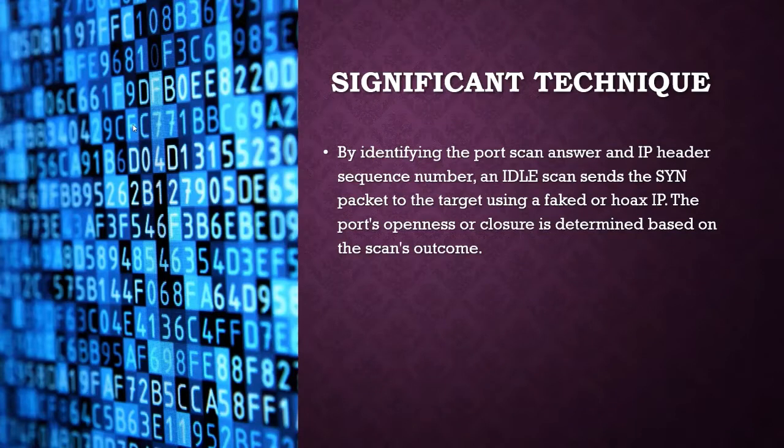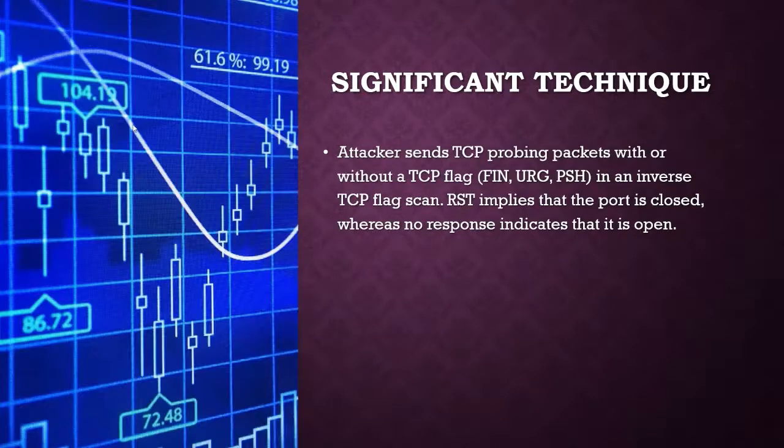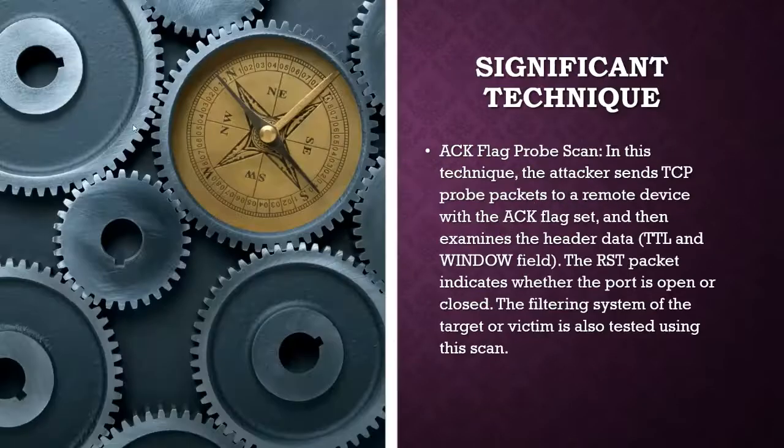Idle scan: by identifying the IP header and sequence number, an idle scan sends the SYN packet to the target using a spoofed IP. The port's openness or closure is determined based on the scan's outcome. In an inverse TCP flag scan, the attacker sends TCP probing packets with or without a TCP flag, FIN or PSH. RST implies that the port is closed, whereas no response indicates that it is open.